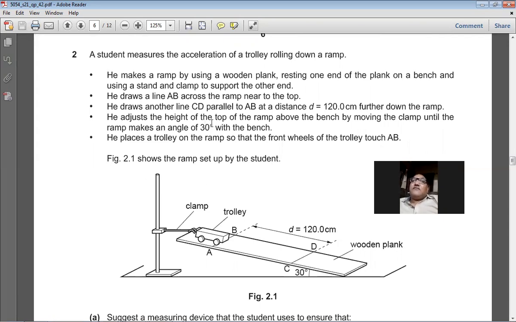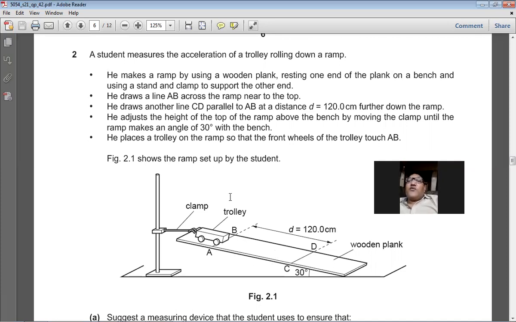He adjusts the height of the top of the ramp above the bench by moving the clamp until the ramp makes an angle of 30 degree with the bench. You can see this 30 degree angle here. He places a trolley on the ramp so that the front wheels of the trolley touch AB. When you let it go, and the front wheels of the trolley are on CD, it means that the trolley has covered a distance of 120 centimeter.